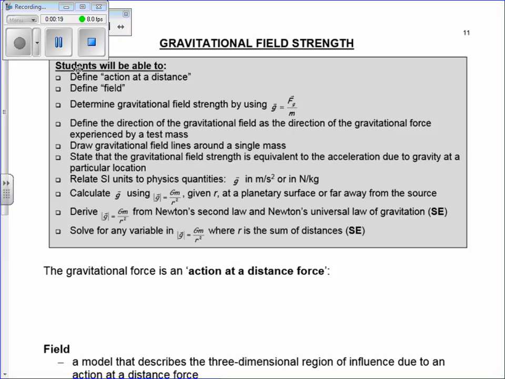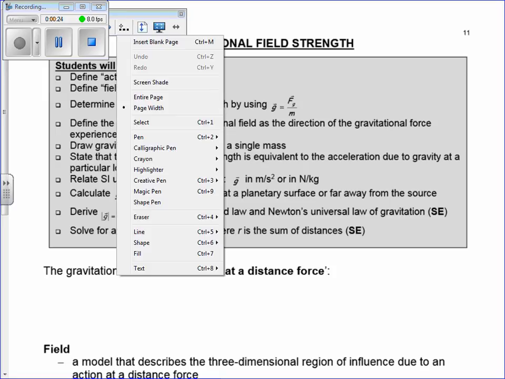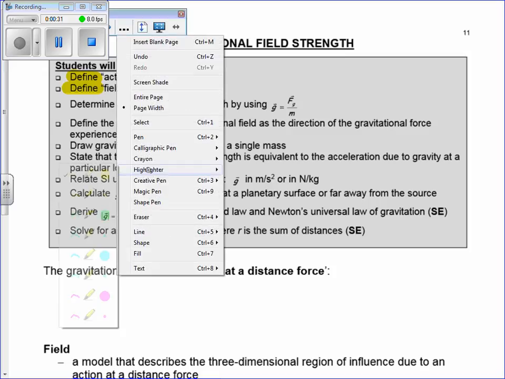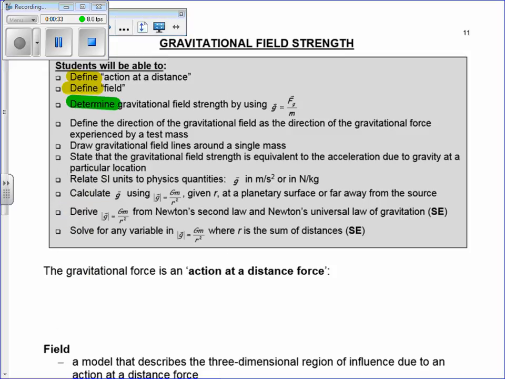In order to do so, we have to define two things, and that's action at a distance forces. So we need to know what is meant by an action at a distance force. I've talked about that before. Define field. Determine gravitational field strength from a formula we are already familiar with, so that's a calculation outcome. Define the direction of the gravitational field as the direction of the gravitational force experienced by a test mass. Draw gravitational field lines around a single mass. State that the gravitational field strength is equivalent to acceleration due to gravity at a particular location.